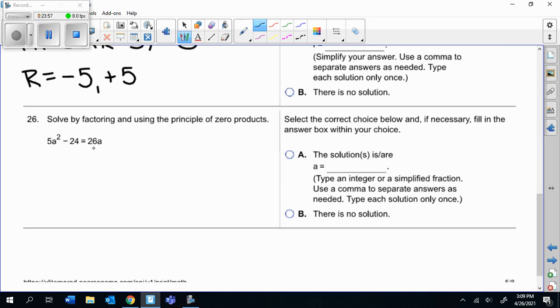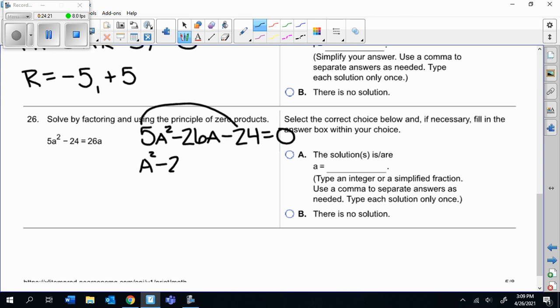26, it's not equal to 0, so I can't really jump in quite yet. Let's jump the 26a over, and that's going to change the sign. And then I don't see any common factors, so 5 times 24 is 120. So 5a squared minus 26a minus 24 equals 0.